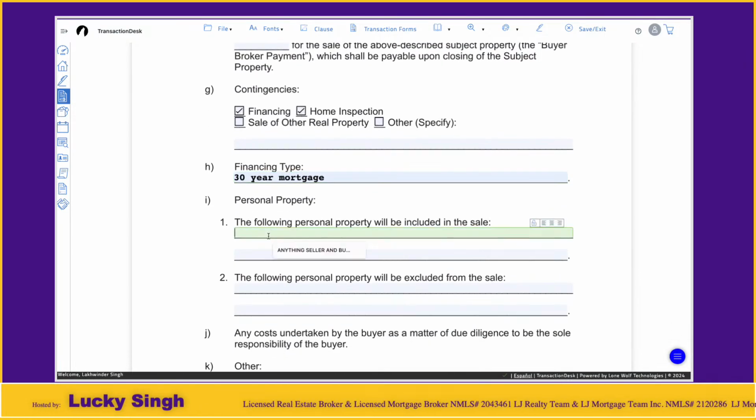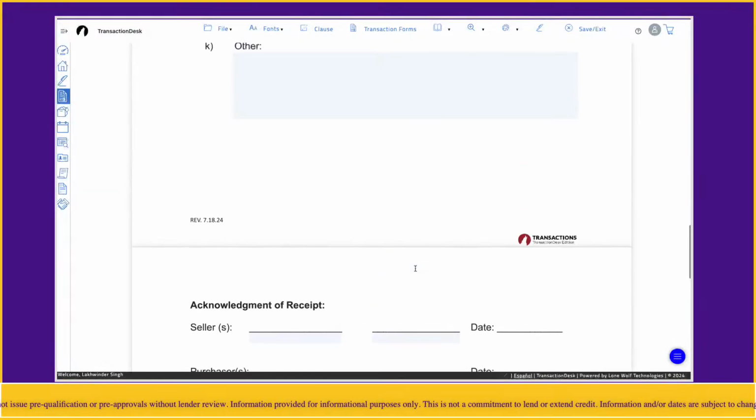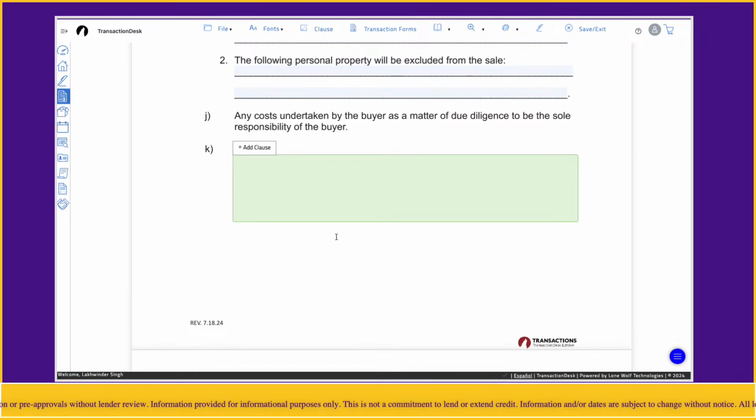If you and the listing agent have agreed for anything to be included in the sale or excluded from the sale, you would put it under personal property. As we know, unless something is a fixture in a property, it should stay there. It could be a chandelier, to give you an example. If you want that chandelier to be included, then you would put that in number one. If there's something to be excluded, let's say it was a dishwasher, and they're going to take that, then you can put excluded dishwasher. Others: if you guys agree on anything else, you could put that in there.